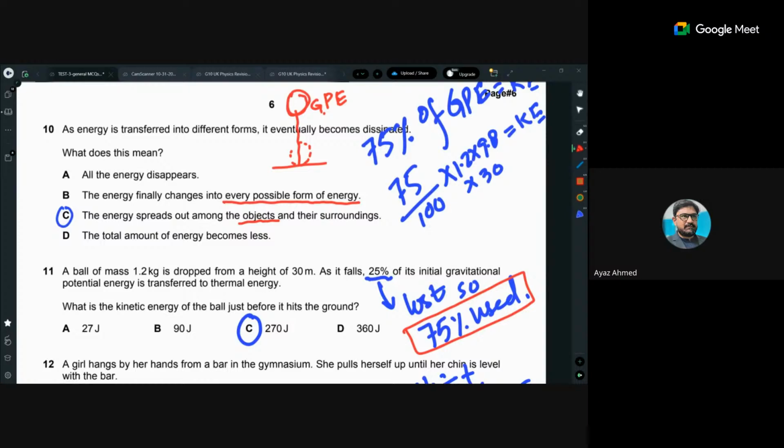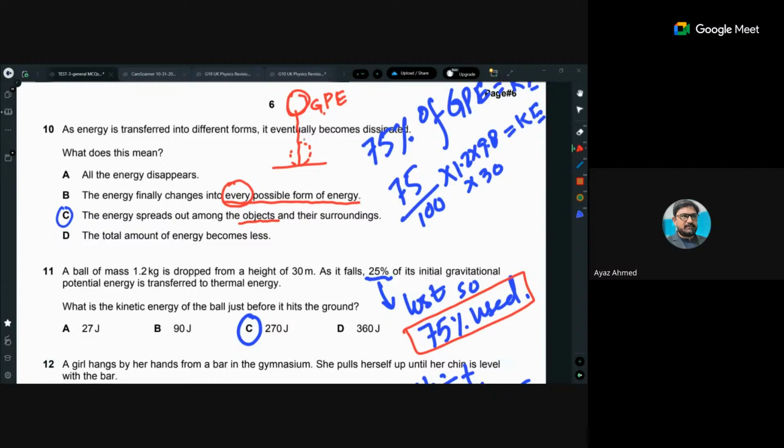Energy is converted into every possible form. That means it changes into the forms in which it has the potential to change, and not into the forms which it can't. Every does not include every form of energy.